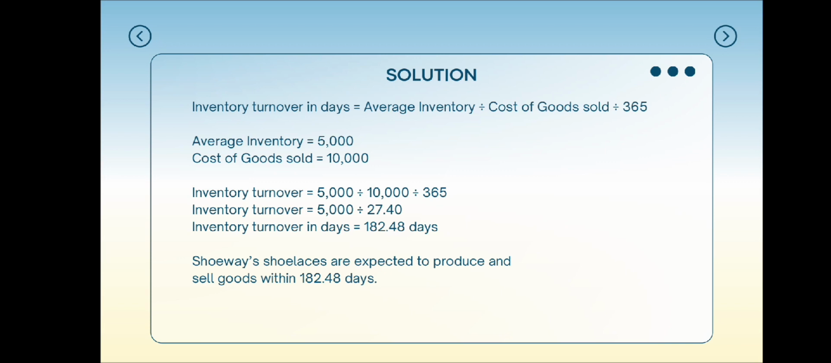Given by the problem are average inventory 5,000, cost of goods sold 10,000. Before dividing average inventory by cost of goods sold, we must divide cost of goods sold by 365. So 10,000 divided by 365 is equal to 27.40, and 5,000 divided by 27.40 is equal to an inventory turnover in days of 182.48 days. Shoelaces are expected to be produced and sold within 182.48 days.